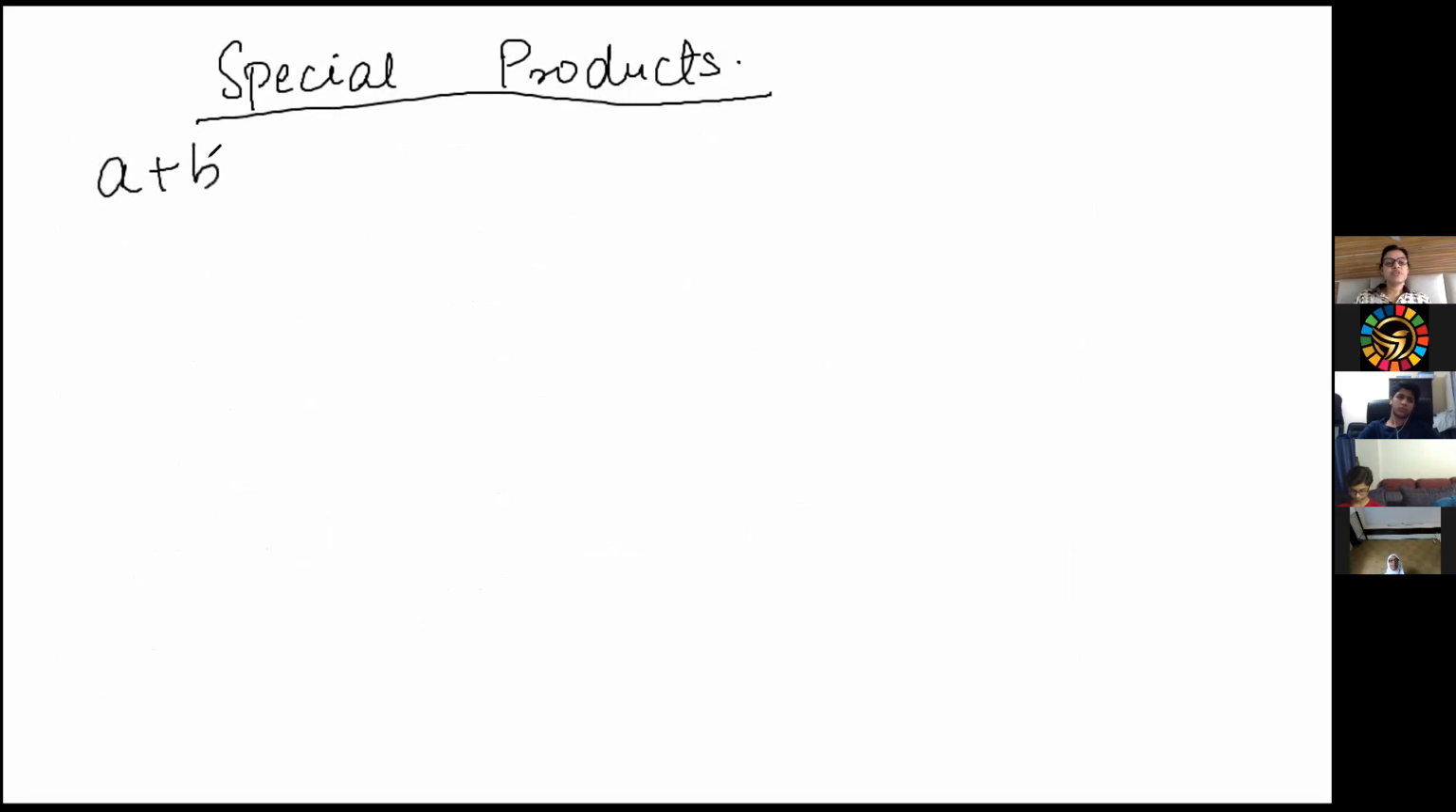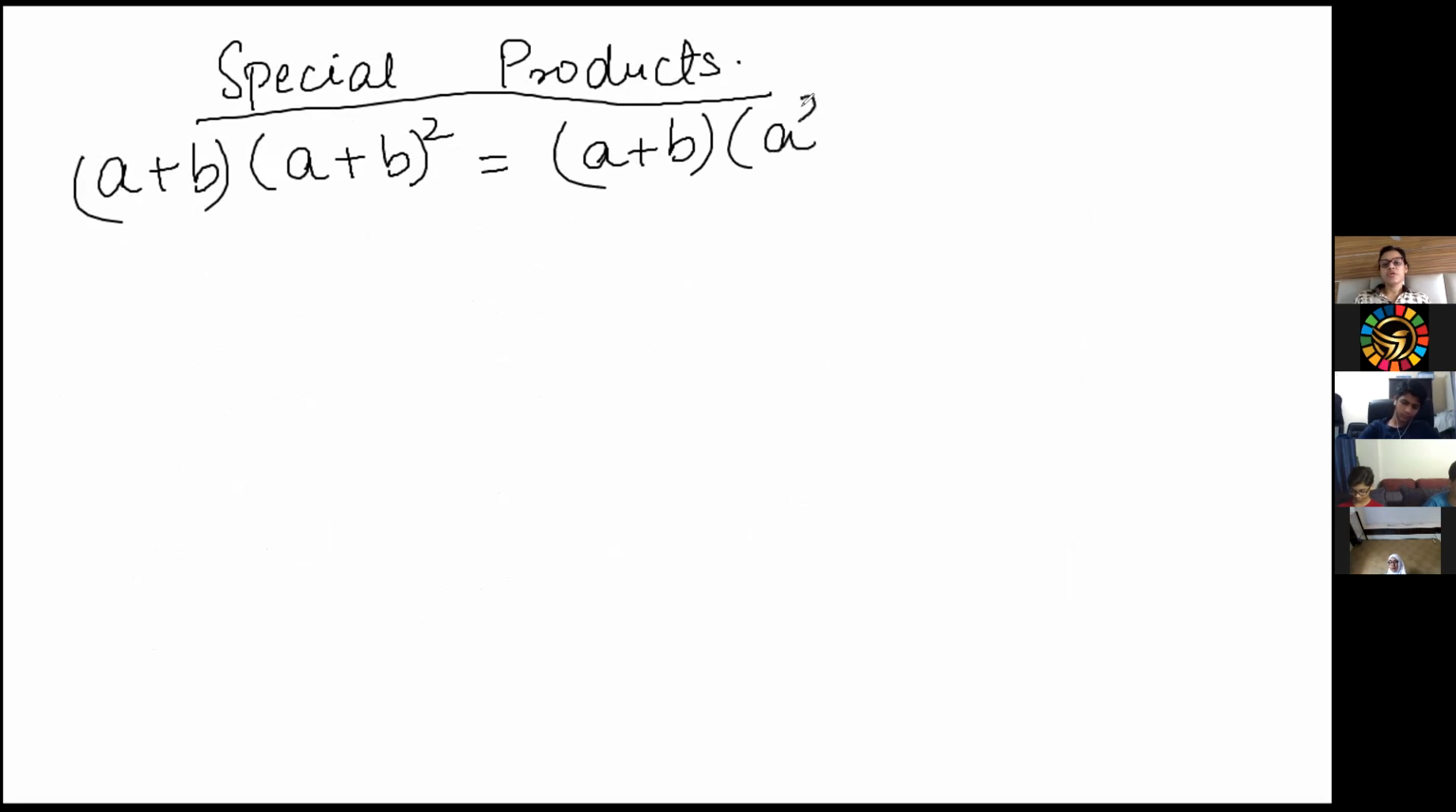(a plus b) into (a plus b) whole square. You know what (a plus b) whole square is, so you have to multiply. I'm writing the first step: a square plus 2ab plus b square. So you have to multiply these two. What answer are you getting?